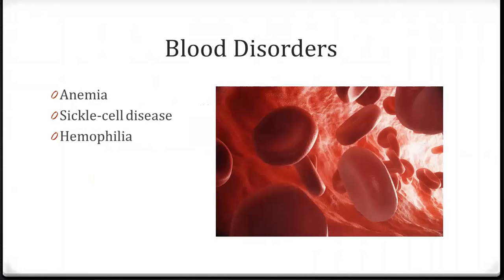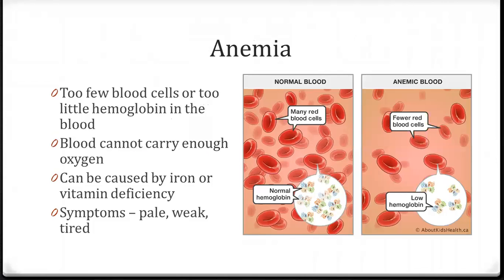So there's a few blood disorders you should know. Anemia is when you have too few blood cells or too little hemoglobin in the blood, so the blood cannot carry enough oxygen. It can be caused by iron or vitamin deficiency. The symptoms are pale, weak, and tired. So you will know if you're anemic if your iron is really low. You probably have to take a vitamin for that.